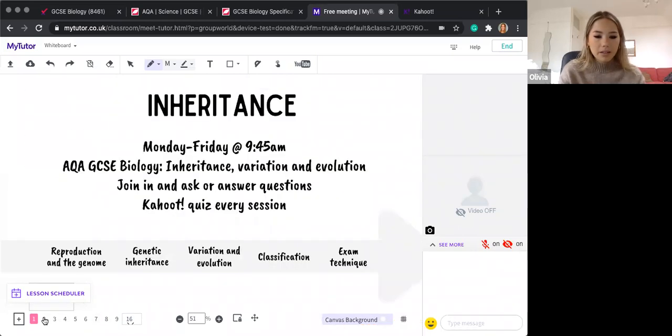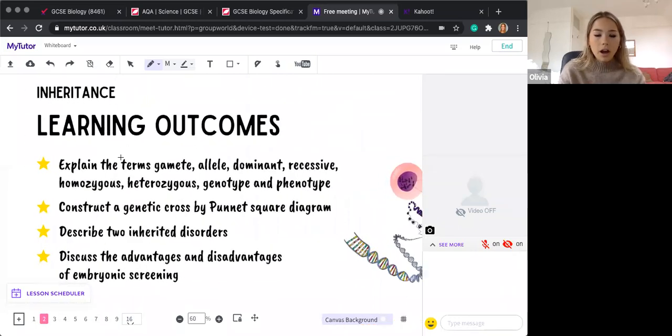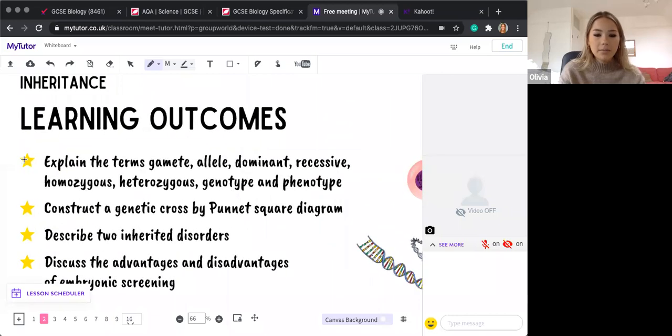If we go back to our learning objectives at the start, hopefully you can now explain these terms: gamete, allele, dominant, recessive, homozygous, heterozygous, genotype, and phenotype. Gametes are our sex cells, an allele is a different version of a gene. The dominant one is always expressed. The recessive one is only expressed if the dominant one isn't present, in other words you have to have two copies. Homo means same, hetero means different. Genotype is the alleles that we have, and phenotype is how that's expressed, the characteristic that we see.